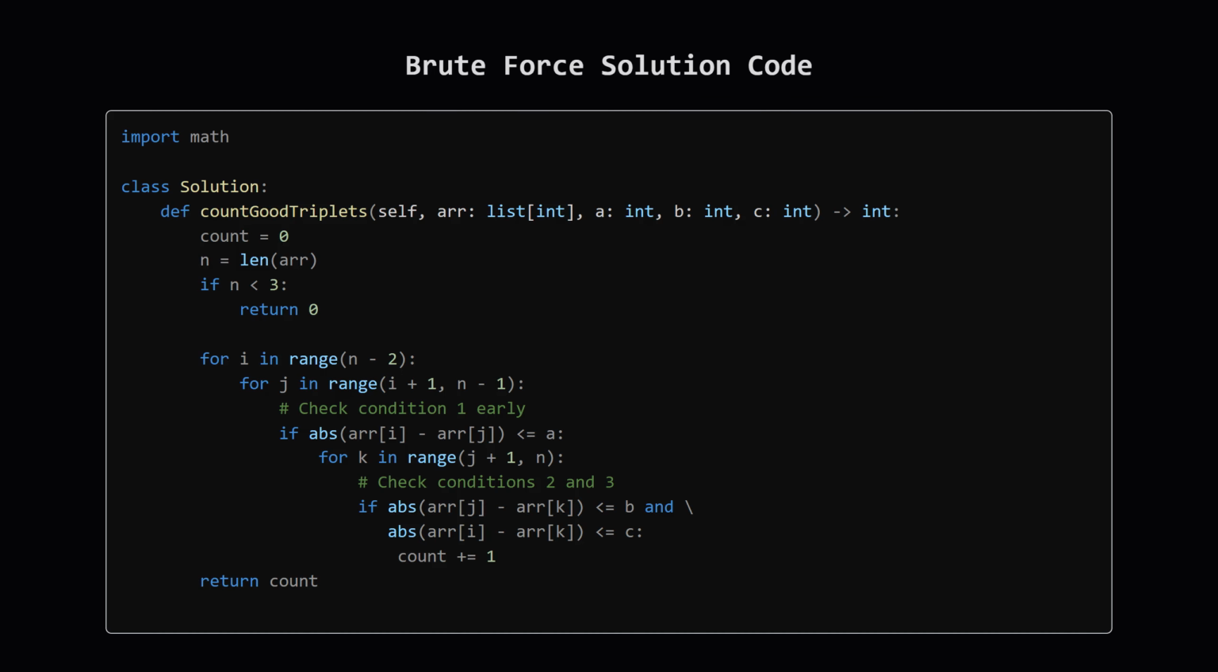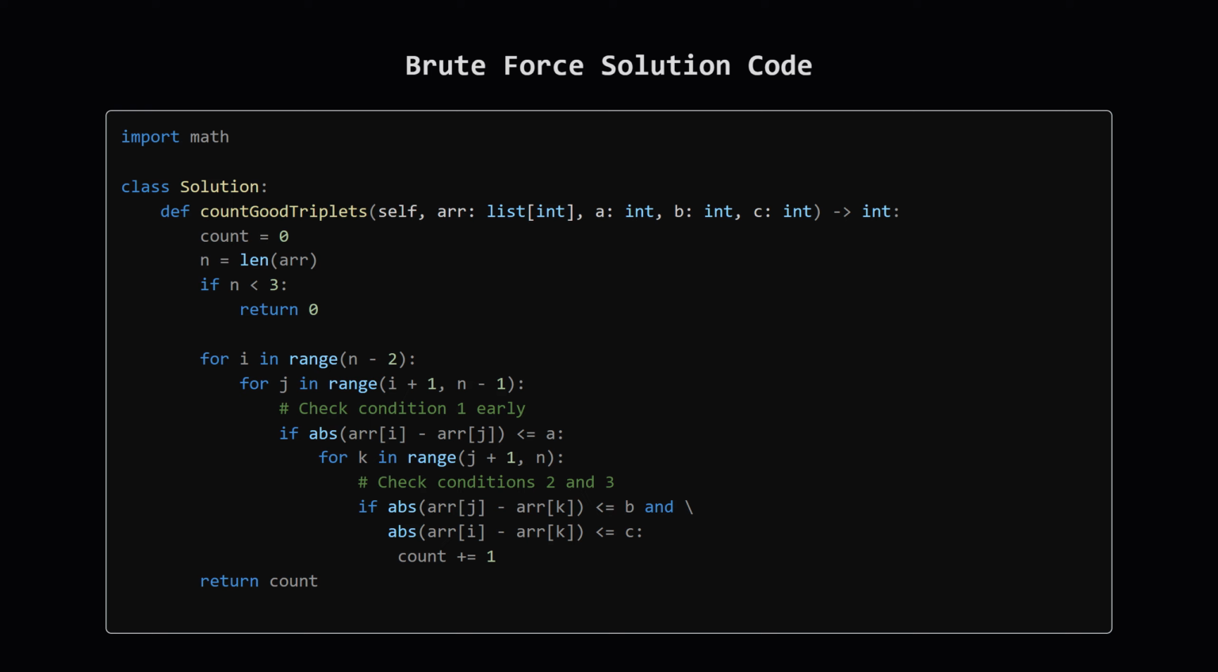Okay, here's the Python code for that direct, brute force approach. It looks pretty much like you'd expect, based on our discussion. We initialize a counter to 0. We get the length of the array, let's call it n. Then, we start our 3 nested loops. Don't worry if it looks a bit dense right now. We'll break down each part next.